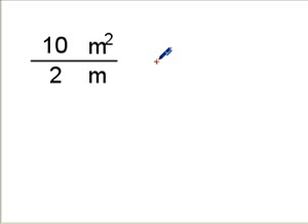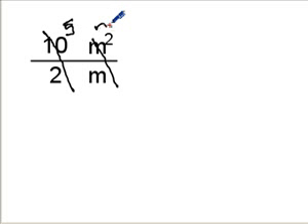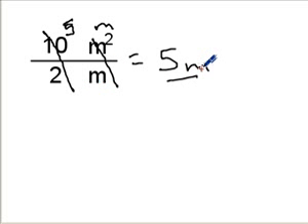So if I take the numbers, I know that 10 divided by 2 is going to be 5. So I can just cross all those out and put the number at the top. And I know that m squared divided by m is just going to be m. So I can cross these all out and put an m there. And so I know that my answer is going to be 5m. So what I did is I divided first the numerals and then the variables to get my answer.